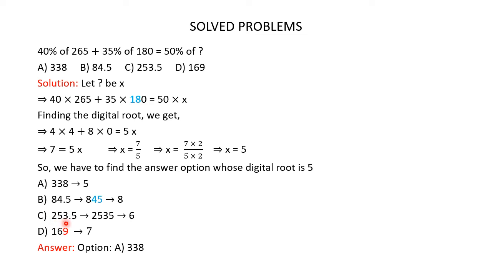Option C is 253.5. Ignoring the decimal point, you have the number 2535. 2 plus 5 is 7, 7 plus 3 is 10, 10 plus 5 is 15 and 1 plus 5 is 6. So 6 is the digital root here. Option D is 169. You can ignore the 9 here. 1 plus 6 is 7. So 7 is the digital root here. When you look at all these options, you'll see that option A has the digital root as 5. So the correct answer is option A, 338.